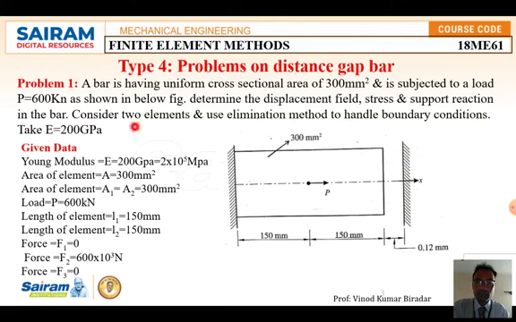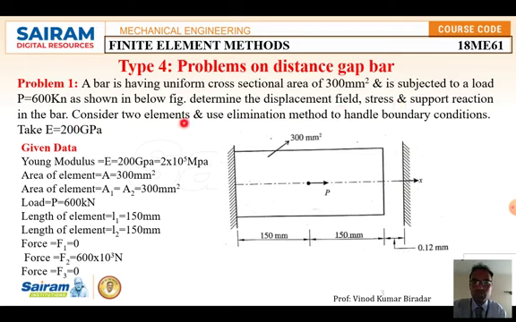Here I will read the question they have given. A bar having a uniform cross-sectional area of 300 mm square is subjected to a load of P equal to 600 kN, as shown in the below figure. Again here the unit is wrong: k should be a small letter and N a capital letter. Determine the displacement, stress and reaction in the bar.